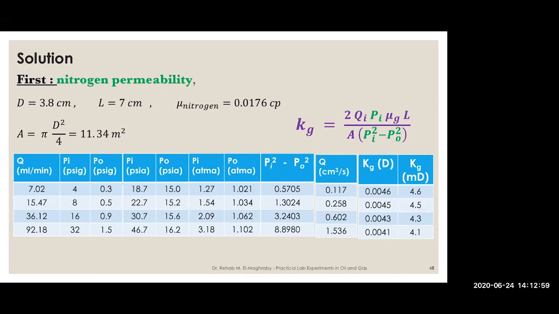At the end, you will get the gas permeability using Darcy's law in units of Darcy, and you can convert it to milliDarcy. You can calculate the average from each value, and you get the nitrogen gas permeability.